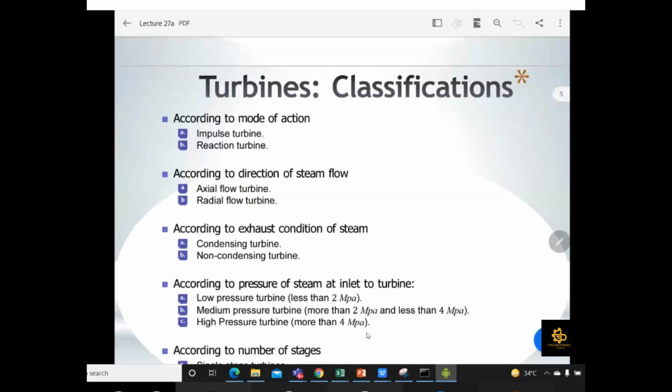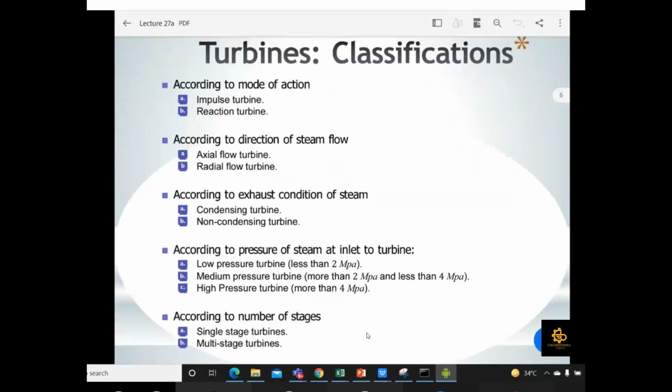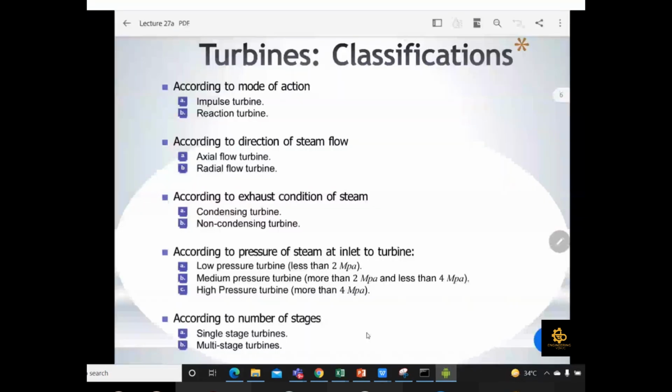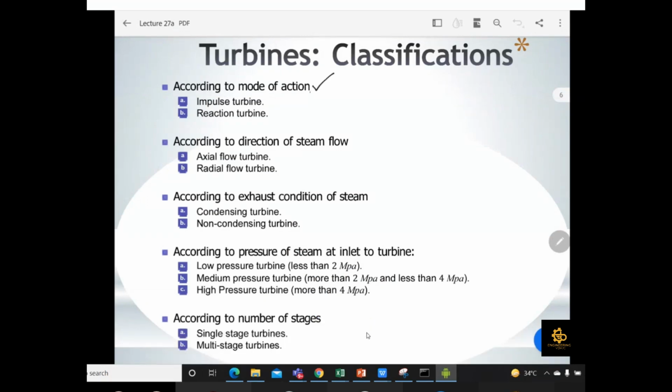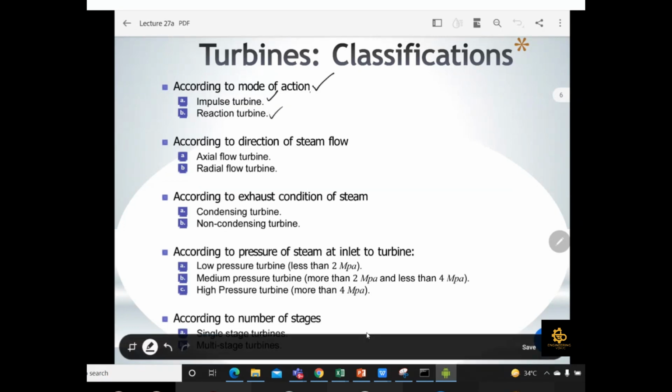Okay, so based on the classification, your turbine is classified into many types. But the main type that we discuss in this lecture is according to mode of action. According to mode of action, there are two turbines: impulse turbine and reaction turbine. The same turbines are used in hydraulic machinery as well, or you can say fluid machinery, where you convert some fluid motion into some other sort of useful work, and the same turbines are used in steam power plants as well.